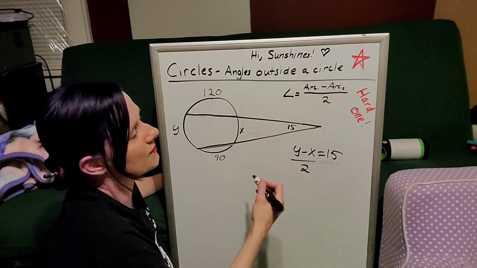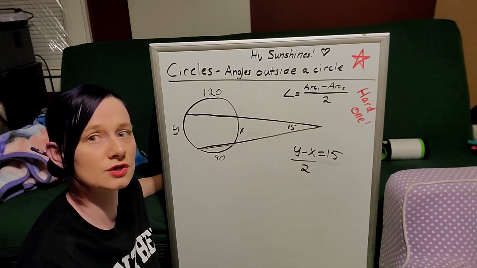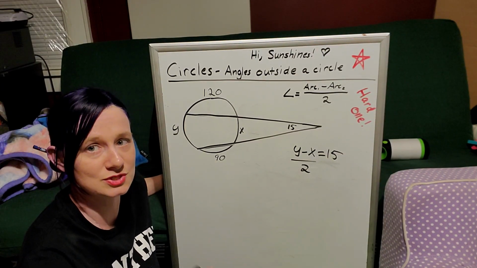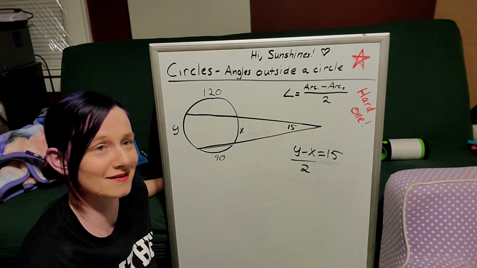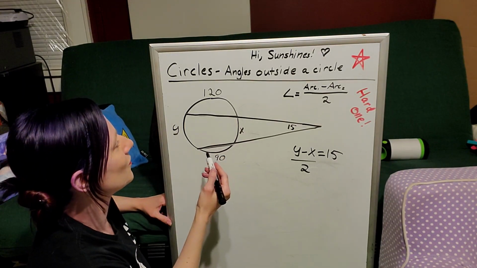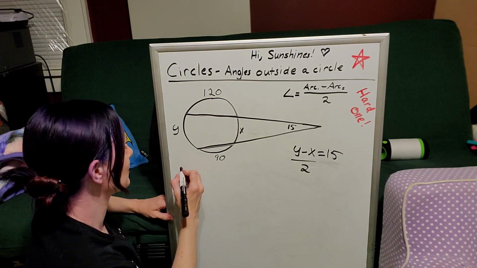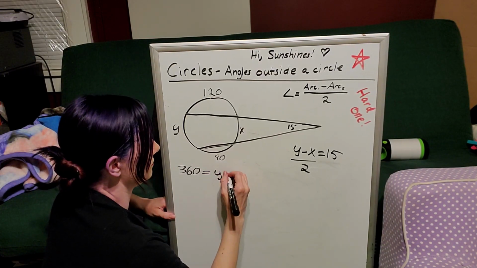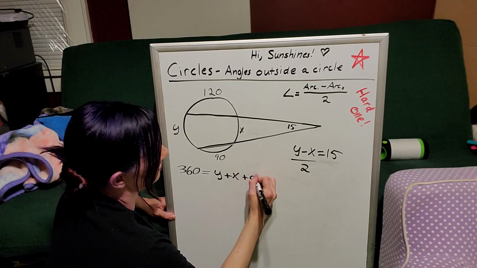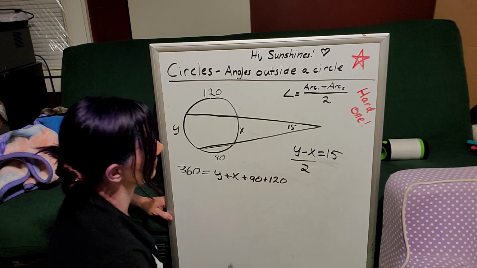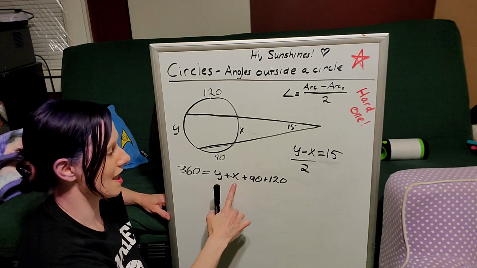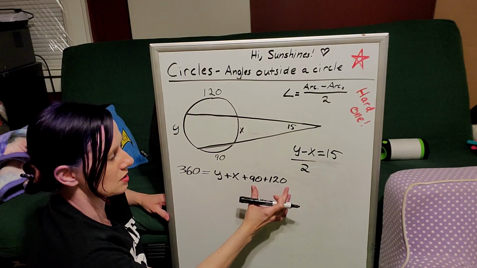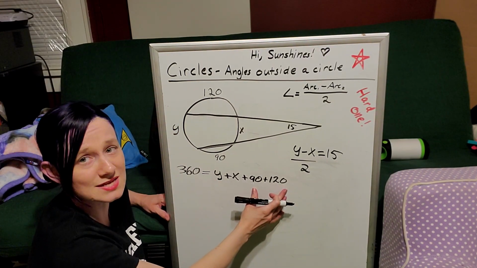But I can't do anything when I have two different variables. So I need to set up how to find y in terms of x and substitute that back in, which is going to look really ugly, but I promise it's not that bad. So what does the circle add up to? 360. So 360 equals y plus x plus 90 plus 120. I wrote them out of order because I wanted to group the variables and get the constant values grouped so I'd be able to just add them together and simplify.